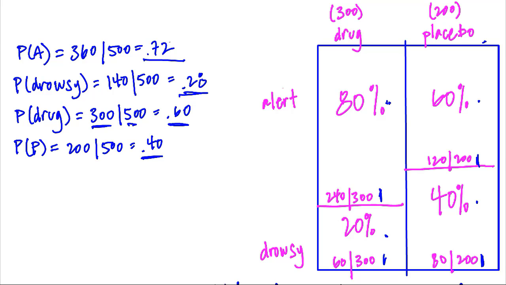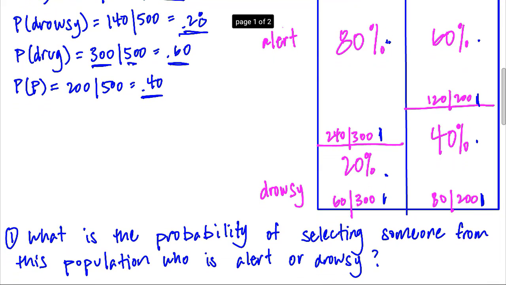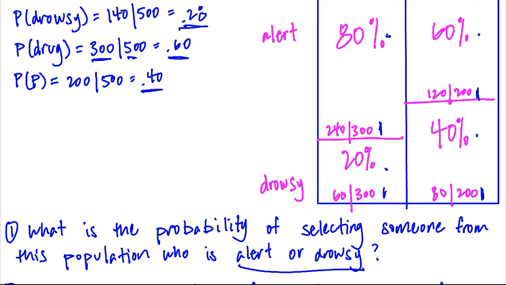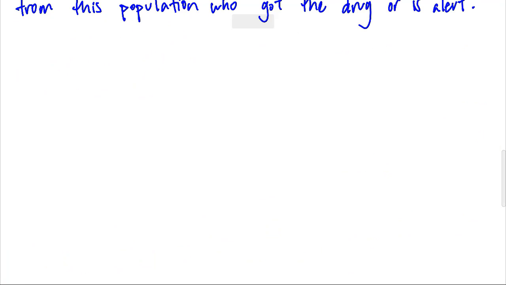But anyway, next, what we want to get to is answering a question like this one. What is the probability of selecting someone from this population who is alert or drowsy? So we want to figure out the probability of selecting someone who is alert or drowsy. For that we need the special disjunction rule.